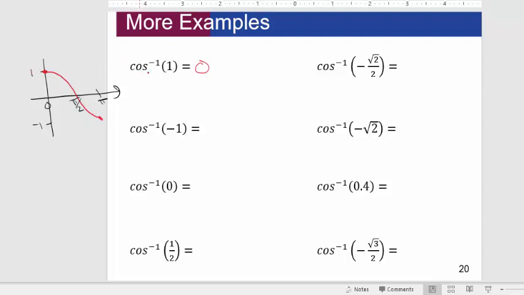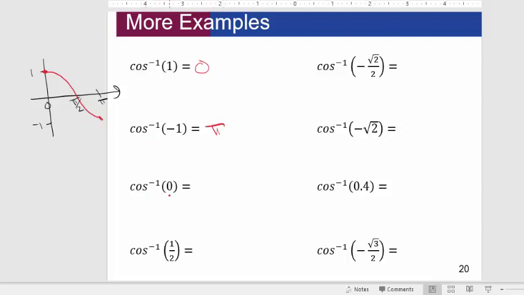So when I'm evaluating the inverse cosine of 1, I'm finding the x value that gave me 1. So which x value gave me a y of 1? 0. Which x value gives me a y of negative 1? Well, negative 1 is down here. Which x value gave me that? Well, that would be pi.